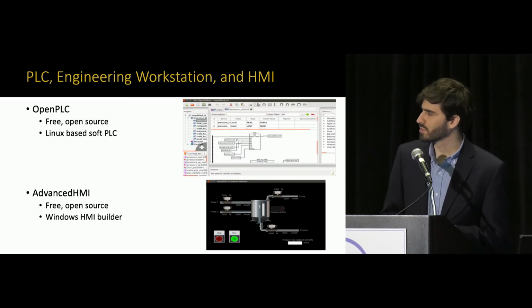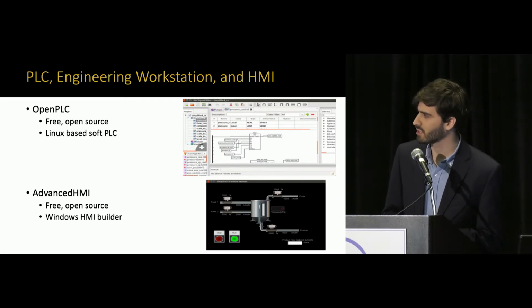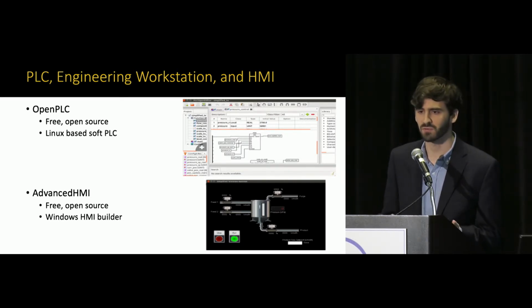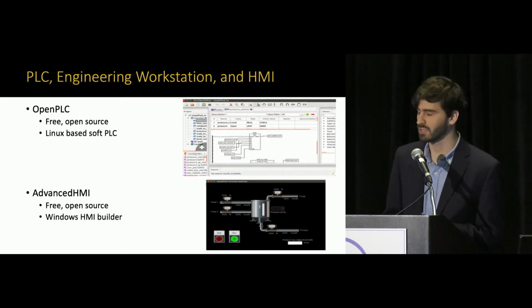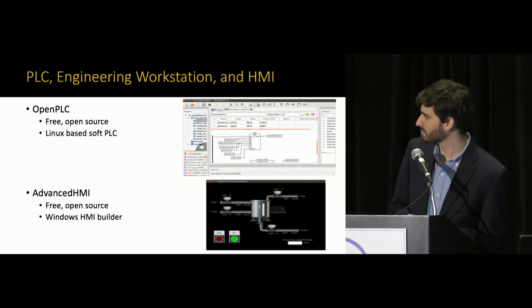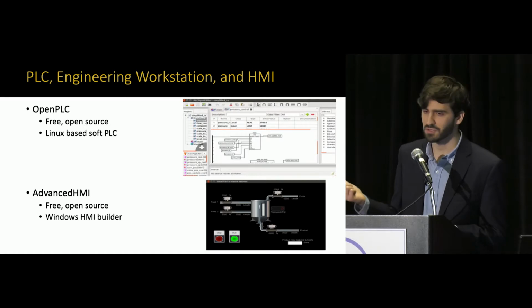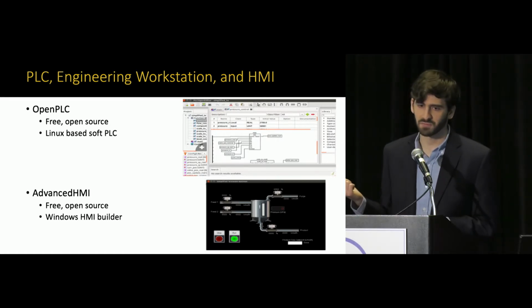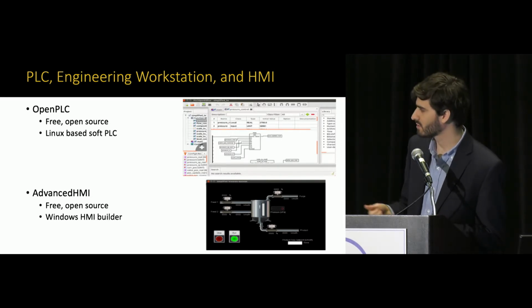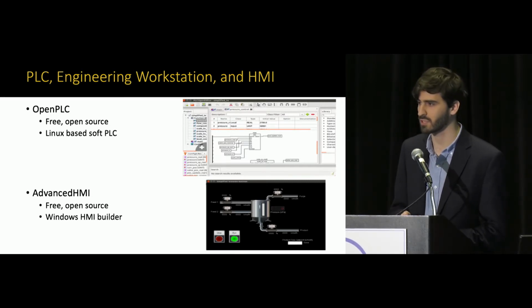So I mentioned earlier OpenPLC. It's a free and open source PLC implementation. We implemented it on Linux, so it's a software PLC. There are hardware versions of it, but it's a lot easier to just go with the software version. It uses a free open source PLC editor using the standard PLC programming languages. For the HMI, we use Advanced HMI. Again, it's a free open source .NET application, a Windows HMI builder. So we have a very basic HMI watching the chemical process.